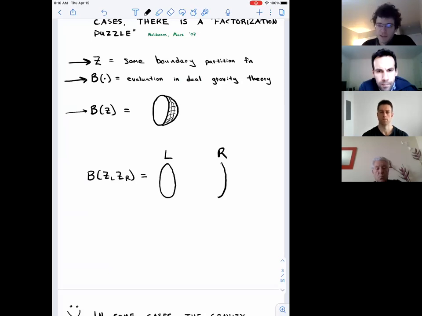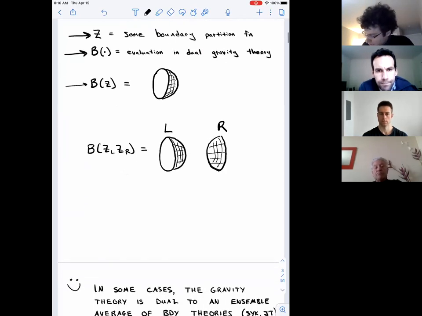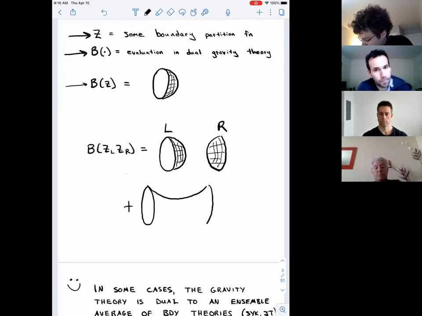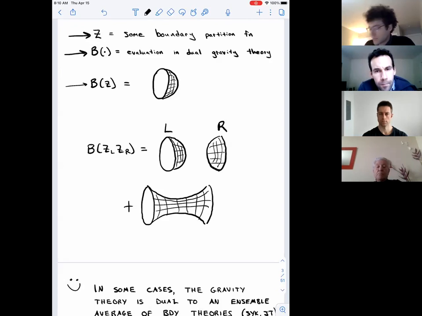Okay, and now we want to fill these in with some gravity computation. One thing we can do is fill it in with two copies of what we just discussed, two copies of this same disk-like geometry. But if we're including space-time wormholes, then we can also fill it in with something like this. And there are settings where this type of topology is a classical solution.